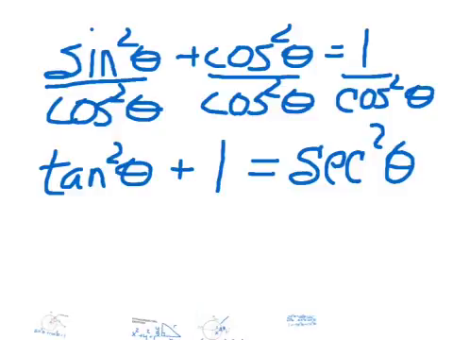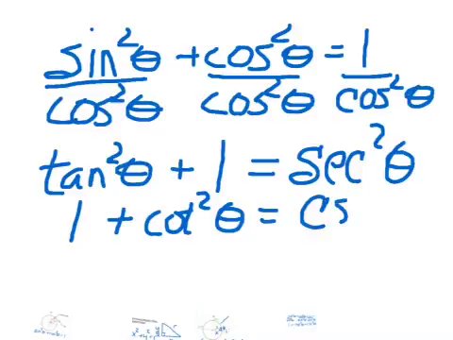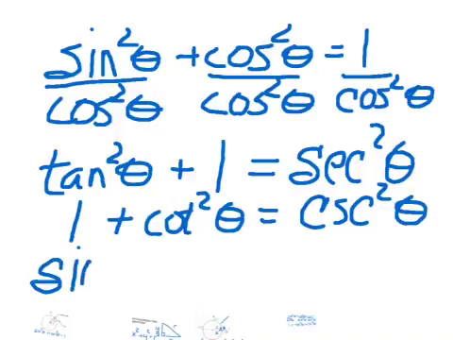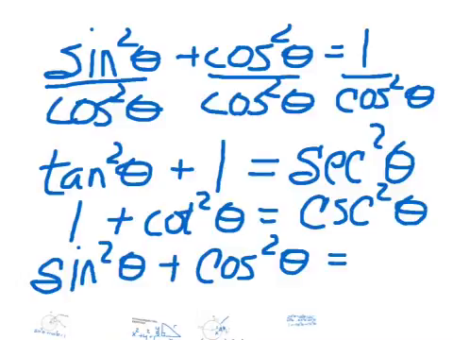So our three identities are tangent squared theta plus 1 equals secant squared theta, 1 plus cotangent squared theta equals cosecant squared theta, and then the primary is sine squared theta plus cosine squared theta equals 1. Once again, let me stress, if you'll learn this one, don't spend a lot of time trying to memorize the other two. If you'll learn sine squared theta plus cosine squared theta equals 1, you can always go back and find the other two identities.